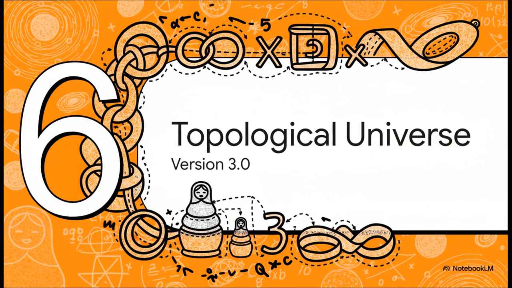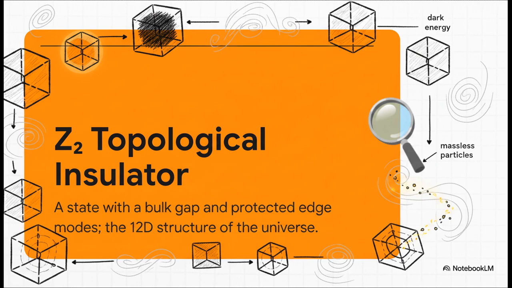Section 6. A unified topological universe. So, this brings our narrative arcs together, wrapping all these Russian doll layers into a single, unified concept. Ultimately, the theory views the universe itself as a giant Z2 topological insulator. In condensed matter physics, that's a state of matter with an insulating bulk and conducting edges. In this grand framework, it's proposed as the 12-dimensional structure of the universe, where things like dark energy and massless particles are just natural, unavoidable features of its geometry.